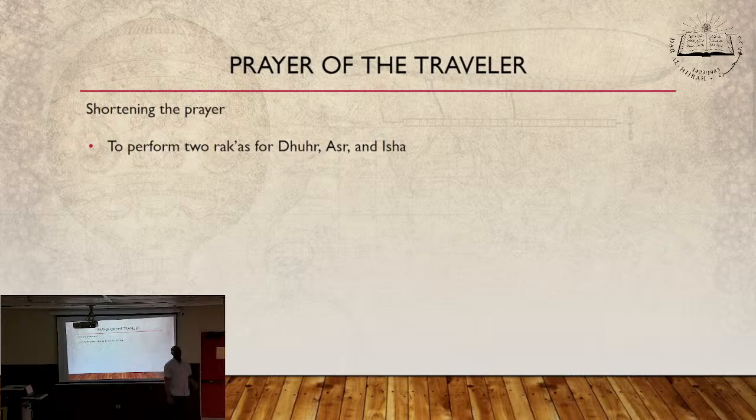Okay? So, when I shorten it, to what length am I shortening it? Usually it's 4. Now I'm shortening it to 2. So Dhuhr, Asr, and Isha are going to be, rather than 4, 2. Okay?